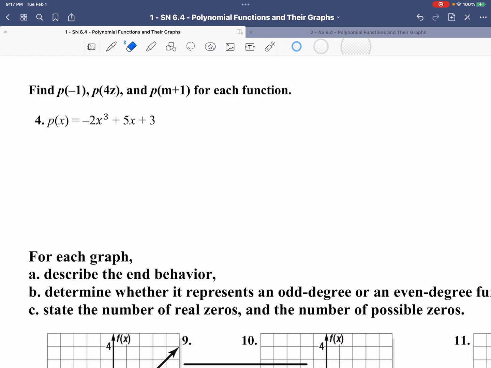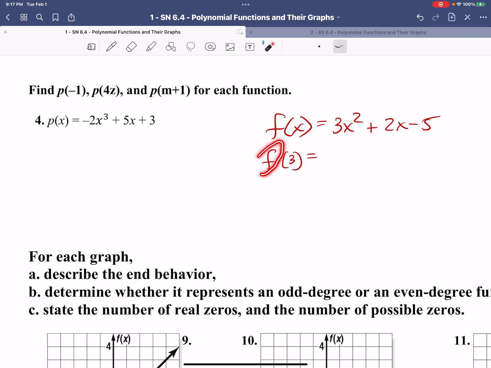So as a reminder, don't write this in your notes, but in the past we've had problems like f of x is equal to, say, 3x squared plus 2x minus 5. And then I would say something like, what is f of 3? And we're basically saying, what is the value of the function when I replace 3 into the x position? So what we did was we said that would be 3 times 3 squared plus 2 times 3 minus 5. And then we would solve this.